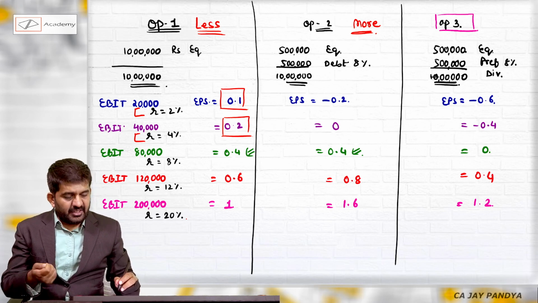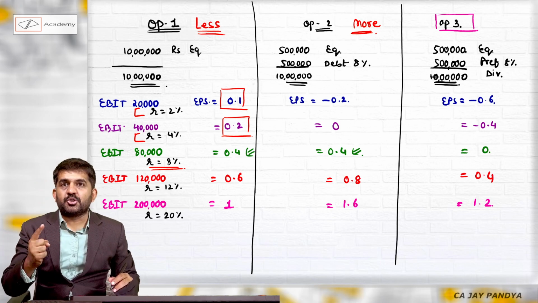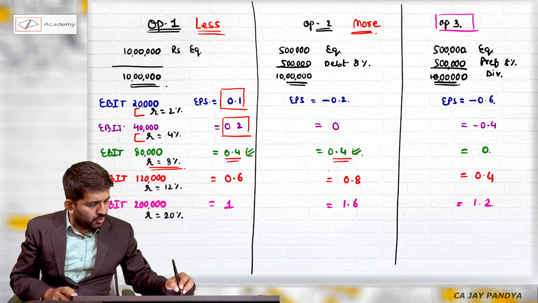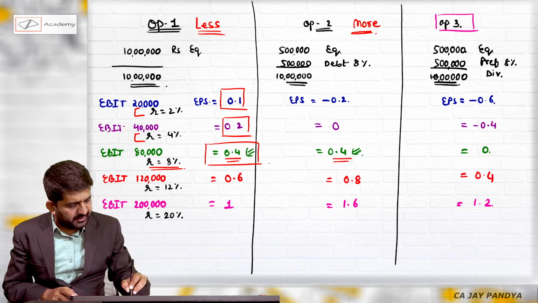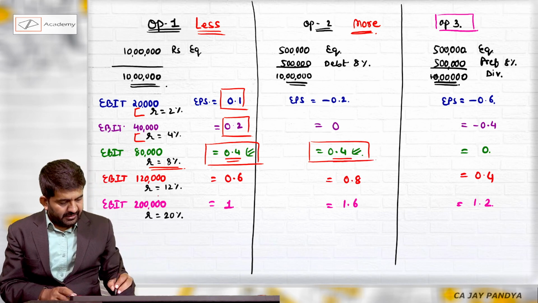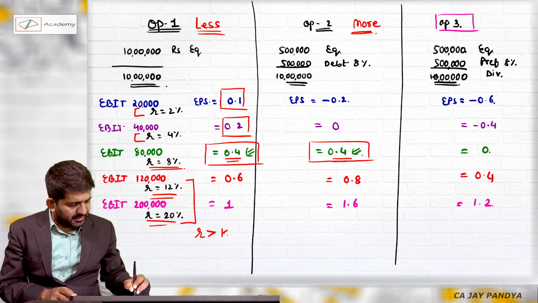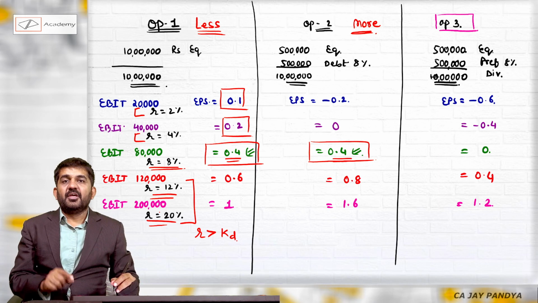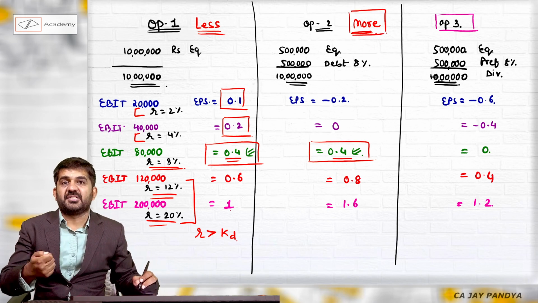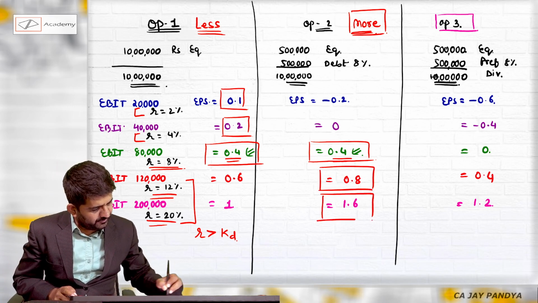If R is equal to KD, which is in this scenario, R is 8% and KD is 8%, so in both the cases you will be indifferent. And in these two cases, R is greater than KD. If R is greater than KD, you will always opt for the more risky, higher debt option, which is this and this.